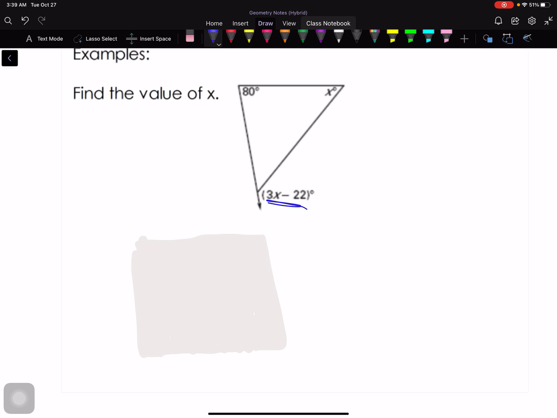So here's how we can put it to work. Here's my exterior angle. So we can say that 3x minus 22 equals the sum of the two non-adjacent angles. That would be 80 and x. So if I add 80 plus x, I should get that exterior angle. Okay, so let's do a little algebra here. Subtract x. 2x minus 22 equals 80. Add 22. 2x equals 102. Divide both sides by 2. And x equals 51.